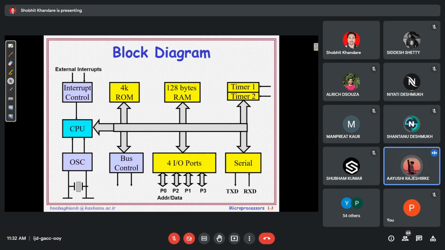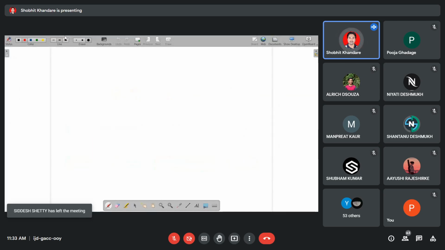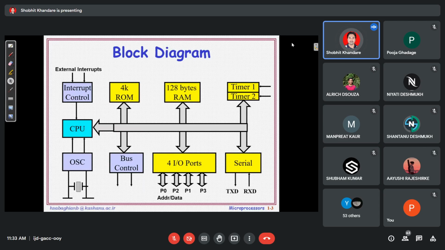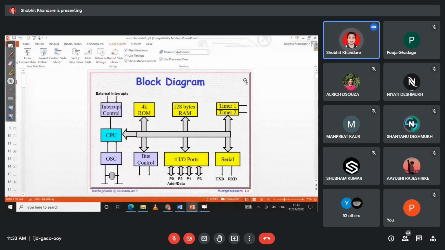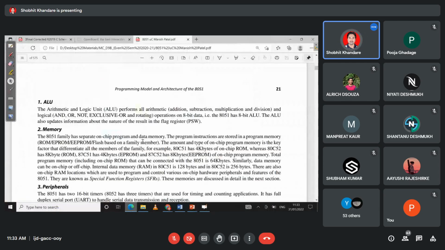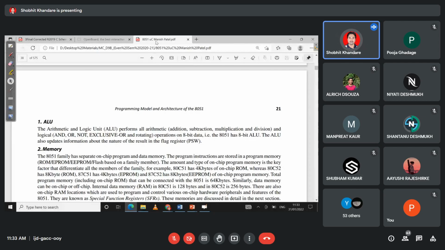Sir, do you have the detailed working of this block diagram? Detailed working, I think I have shown you with the Manish Patel ebook, which I have already shared. Whatever I have explained right now, I have taken from the Manish Patel book. So you can refer to this Manish Patel book for the detail of these blocks. This ebook on the 8051 microcontroller by Manish Patel I have already shared with you in the classroom, so go through that and you will be able to understand.